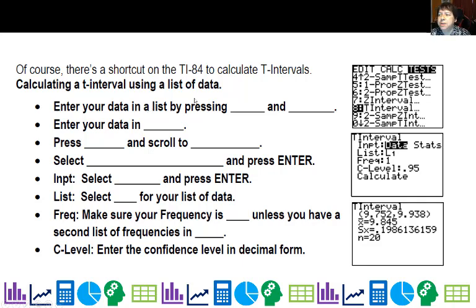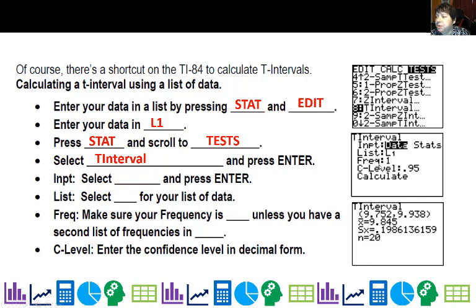So you enter your data in a list by pressing Stat and Edit, unless you have the stats, and I'll get to that in a second. Put your data in list 1. You can change lists, just remember where you put it. Press Stat and scroll to Test over here. And then you should select this T interval and press Enter.